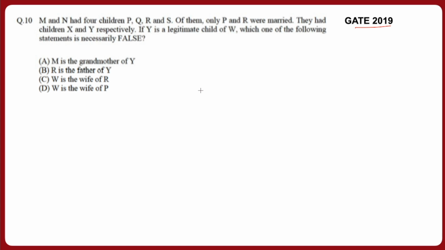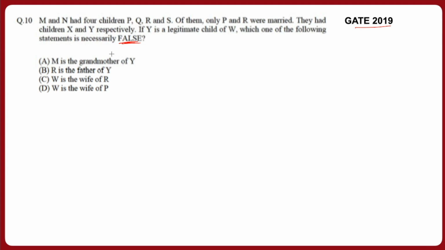So again, it is quite confusing, but actually if you follow the text which is given to you, it becomes very easy. So it says that M and N had 4 children, P, Q, R and S. Of them, only P and R were married. They had children X and Y respectively. If Y is legitimate child of W, which one of the following statements is necessarily false? Okay, so you need to find out which of these are necessarily false.